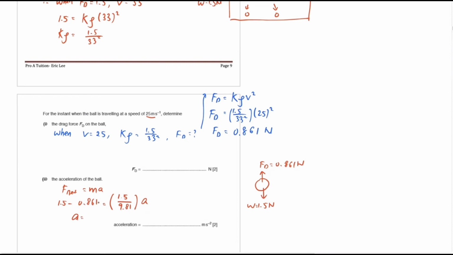Let's solve the equation and find the a. You get 4.18 m s negative 2. Okay, so that's the acceleration.